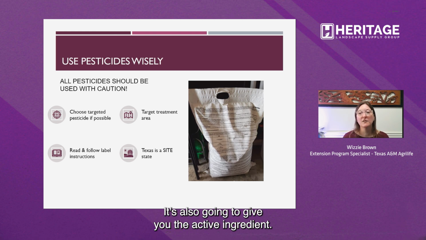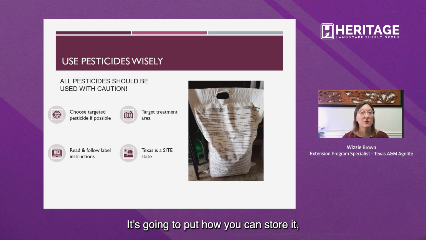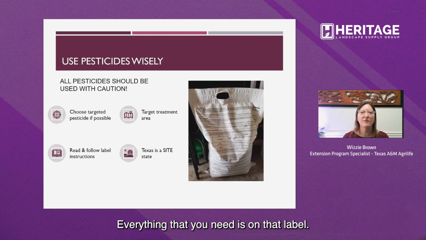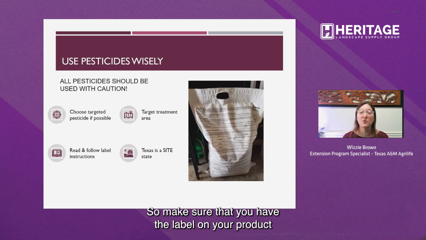It's also going to give you the active ingredient. It's going to give you the equipment that you need to apply it. It's going to tell you how you can store it. What happens if something gets in your eye? Everything that you need is on that label. So make sure that you have the label on your product and that you are reading it before you utilize it.